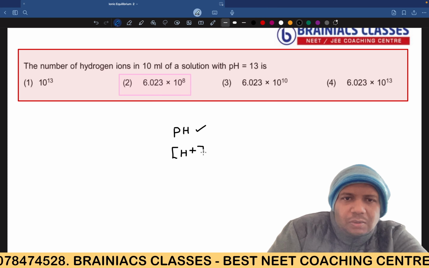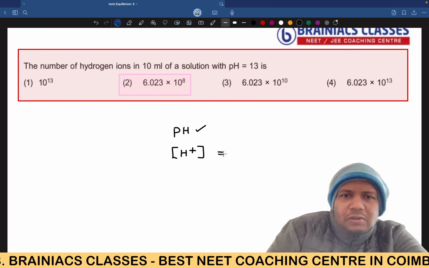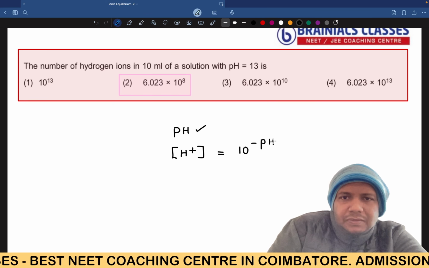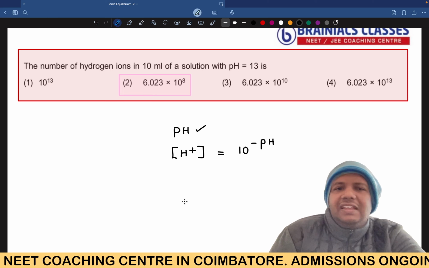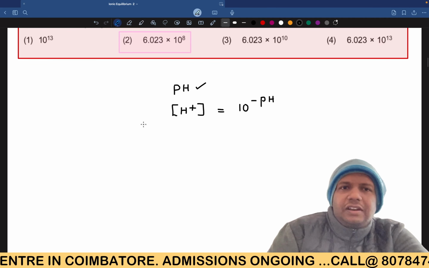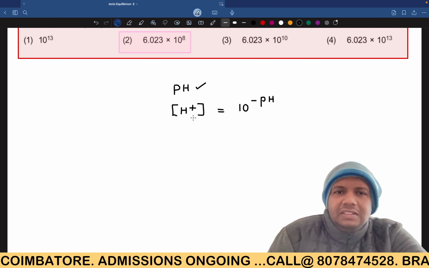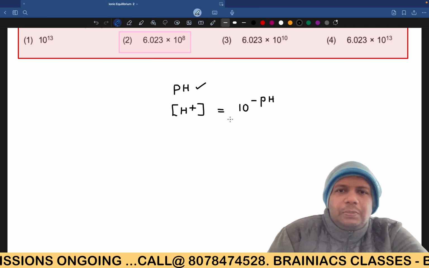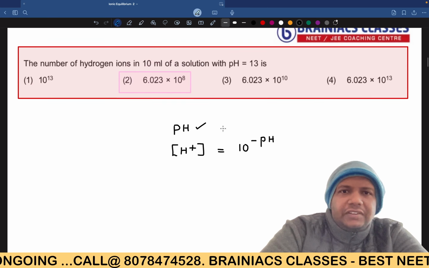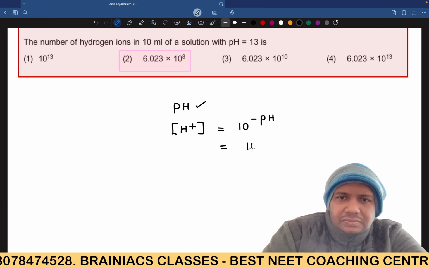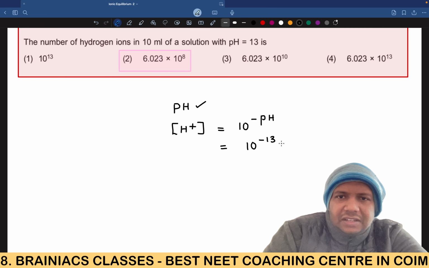This can be calculated. How? Because H plus ion concentration is 10 power minus pH. You can apply this equation and get H plus ion concentration. So if you know the H plus ion concentration, some value you are getting, then you can expand that. For example, suppose you are getting the H plus ion concentration as 10 power minus 13 molar.